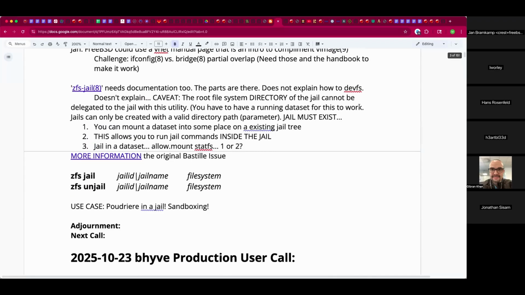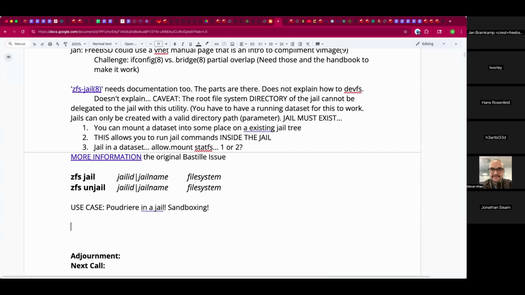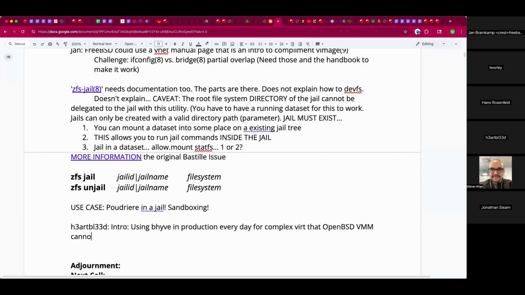What is your use case for Beehive? Complex virtualization, because OpenBSD kind of sucks at it. Using Beehive in production every day for complex virtualization that OpenBSD VMM cannot handle. So basically multi-core or different guest operating systems.